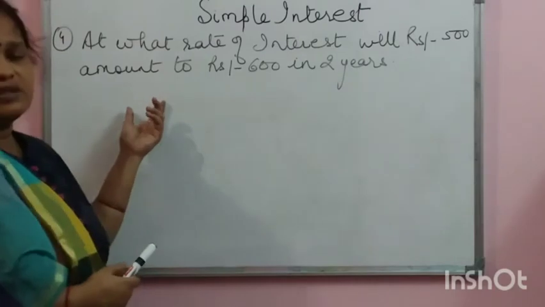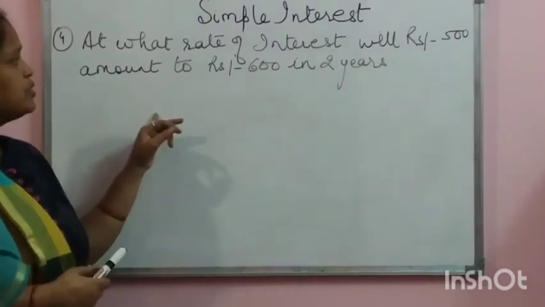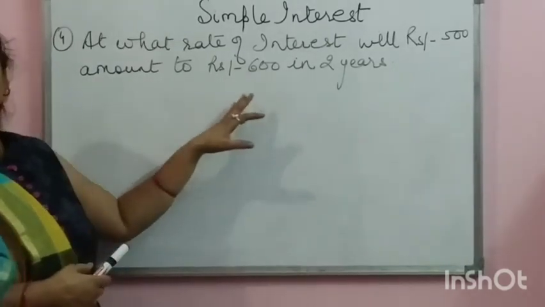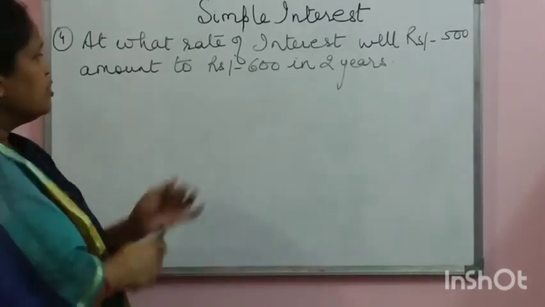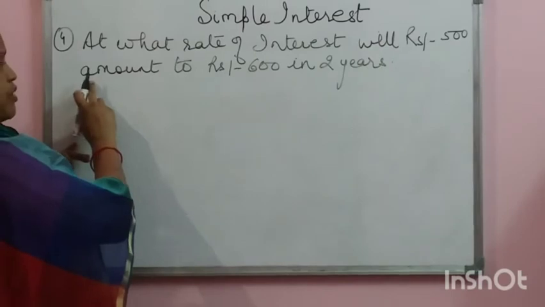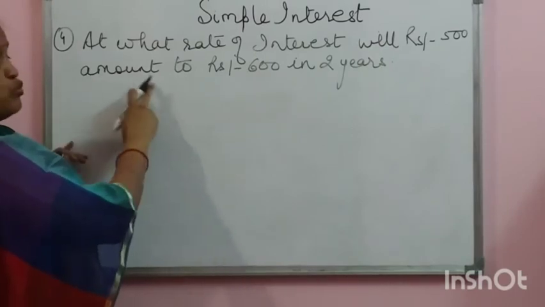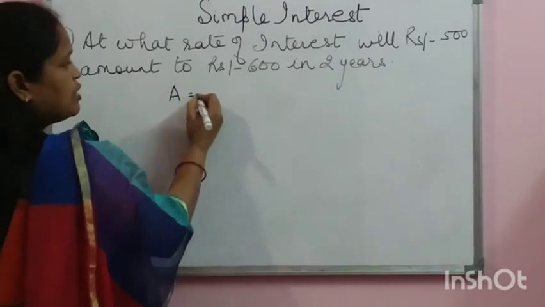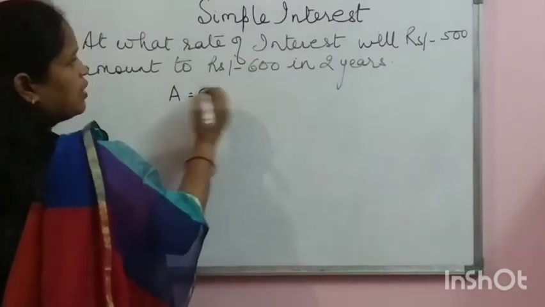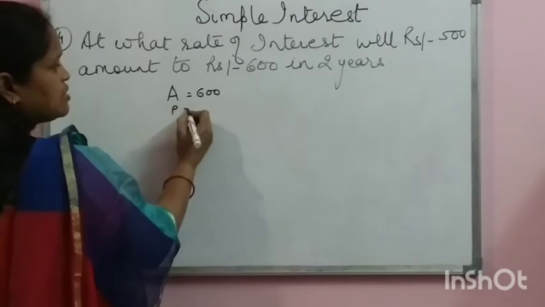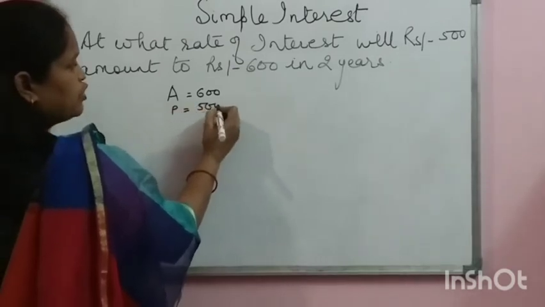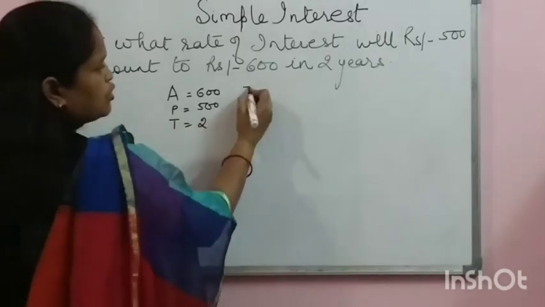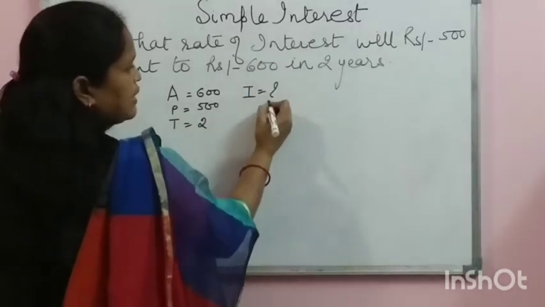So we'll see the next problem. The next problem is, at what rate of interest will ₹500 amount to ₹600 in 2 years. So it has been mentioned in the problem, amount to. So that means A is your 600, right? And your P is 500. Your T is 2 years. You have to find out I.